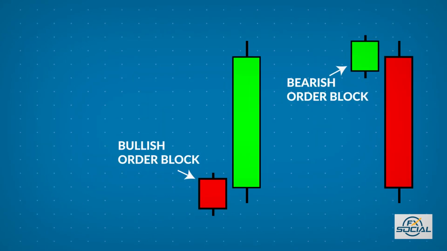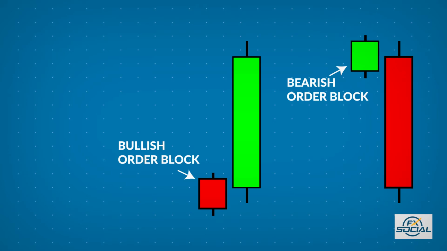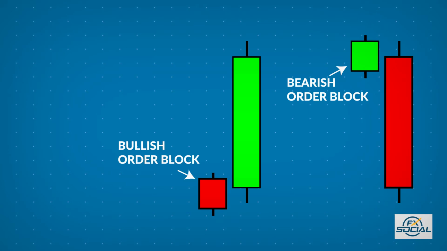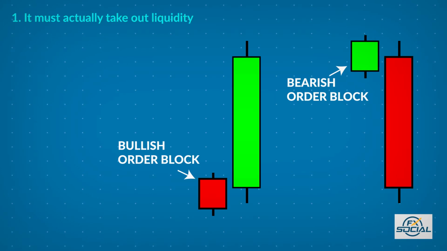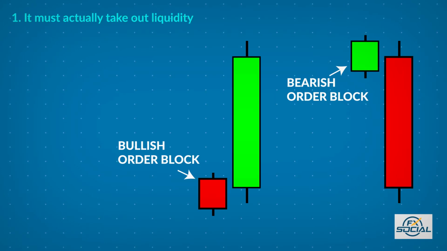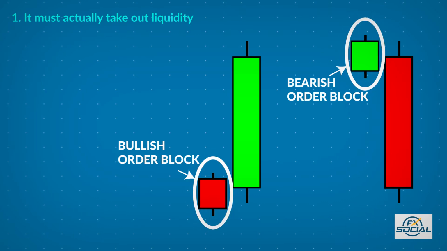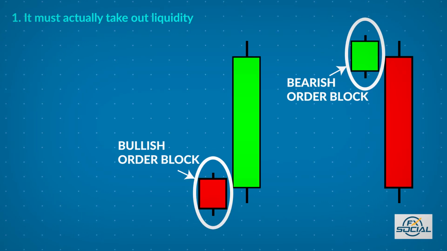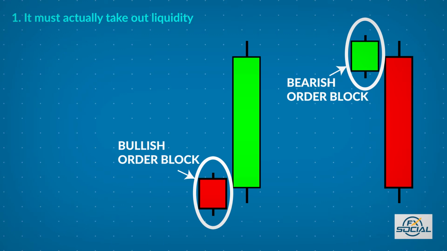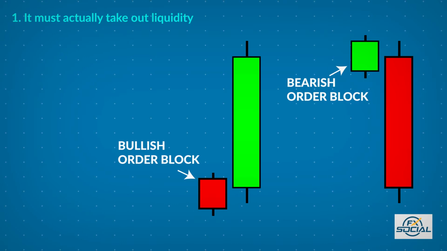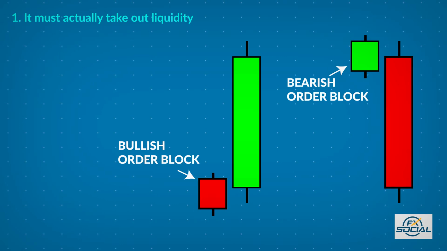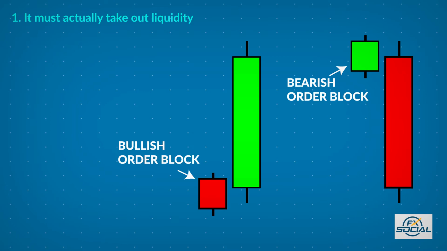So, what characteristics do we need to see on the chart before we conclude that it's a tradable order block? Number one, it must actually take out liquidity. In bullish order blocks, the red candle before the green impulsive move must take out liquidity first. While in bearish order blocks, the green candle before the red impulsive move must take out liquidity first. Just hold on. We are still going to discuss better on the chart.